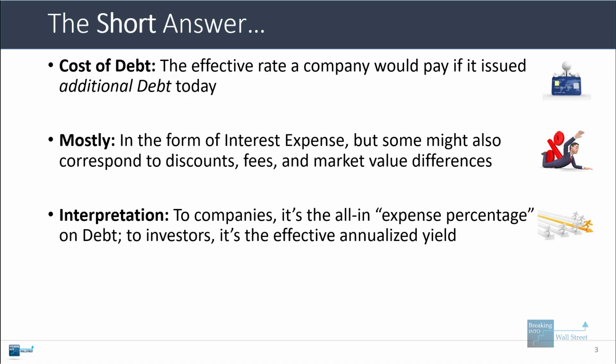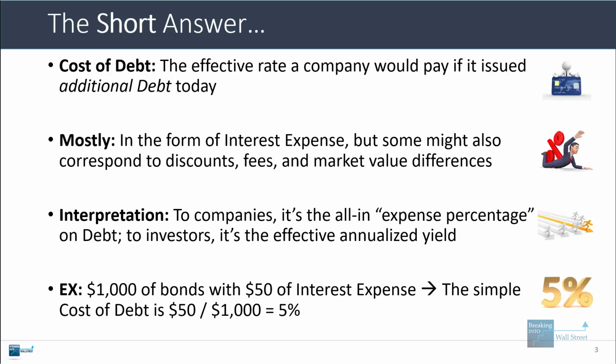To companies, the cost of debt is the all-in expense percentage on debt. So if they issue $1 billion of debt and they're paying 5% or 8% on it on average each year that it remains outstanding, that is the cost of debt. And to investors, the cost of debt is the effective annualized yield they can expect to earn by buying the company's debt and holding it until maturity.